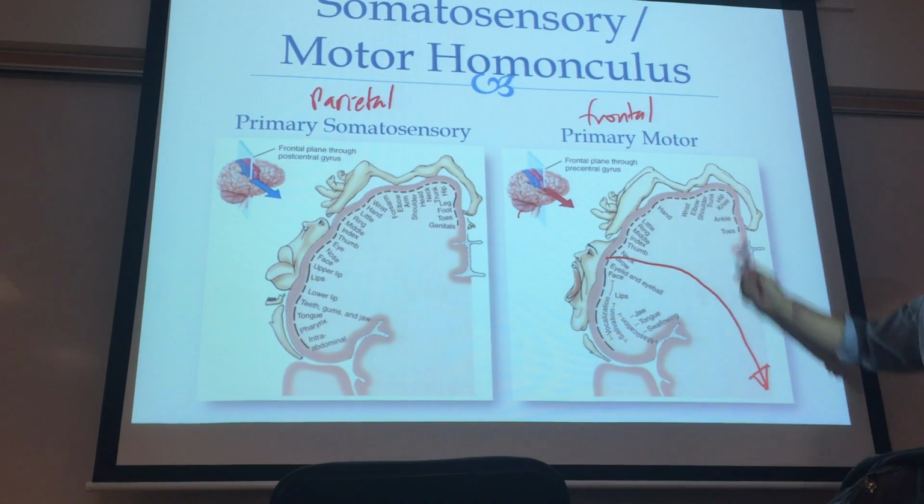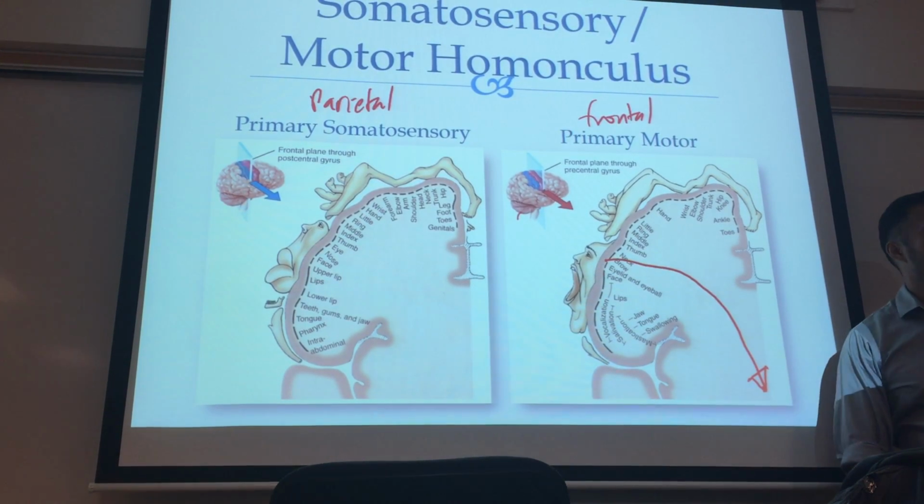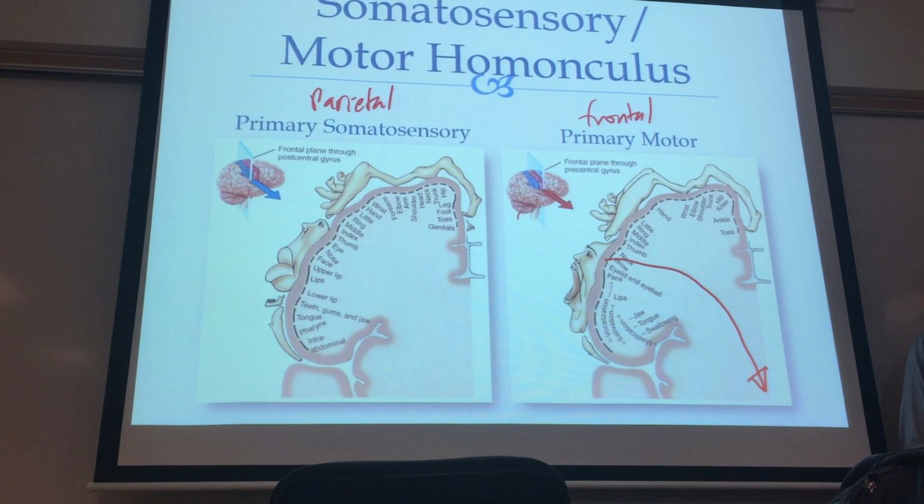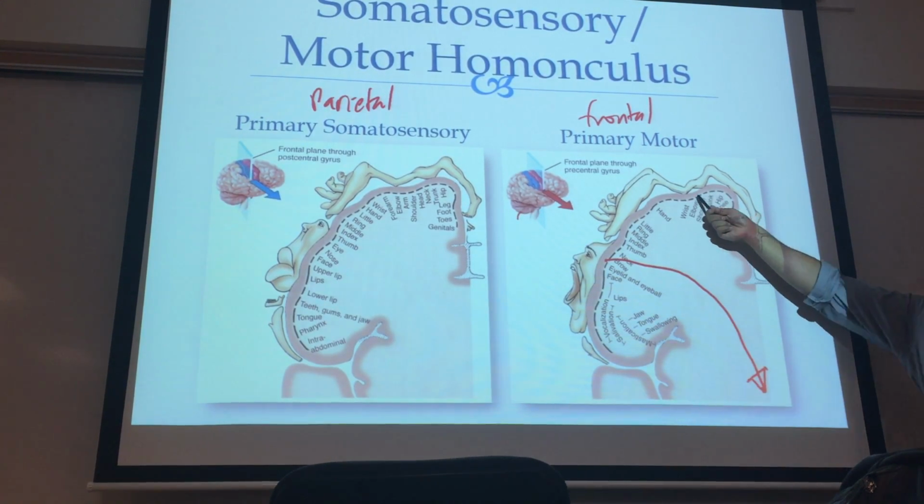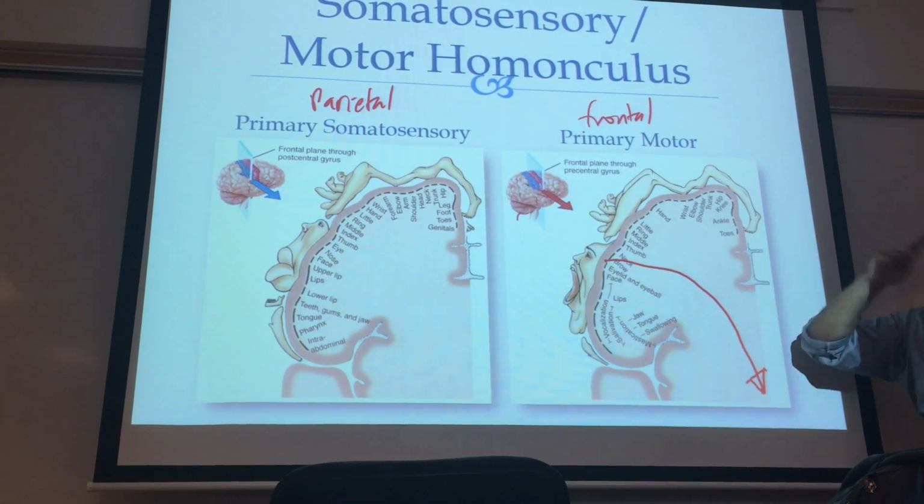Areas such as the knee are going to represent a very small portion, because the knee can either flex or extend. It's not really much. Yeah, sure, there might be bigger muscles, but less control is required from the cerebrum itself.